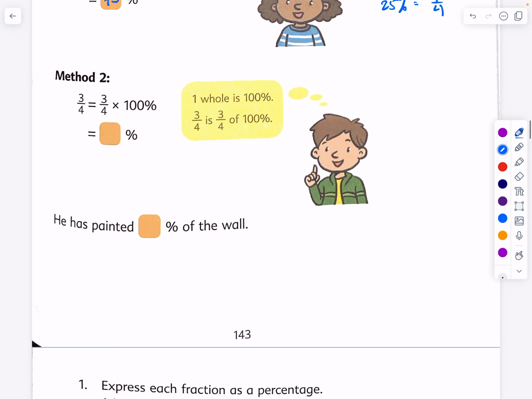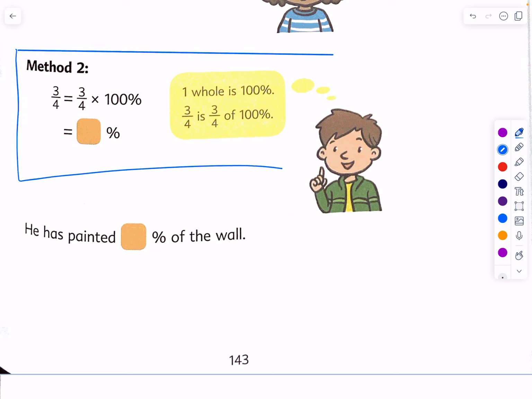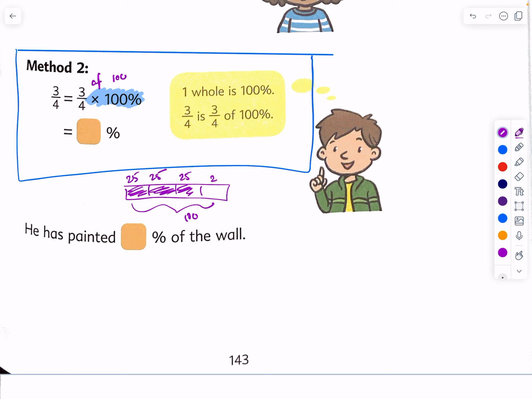Okay? Now, another method which we will find very common, and I want you to start using this method quite often. Let's look at that. 3/4 of 100. What is 3/4 of 100%? Remember that language, of 100. That means we take 100, we split it into 4 equal parts, and we take 1/4, 2/4, 3/4. So if we take 100, divide it into 4 equal parts, each part will be 25, 25, 25, 25.